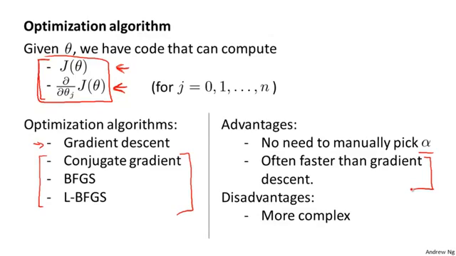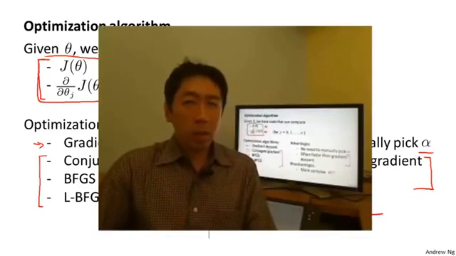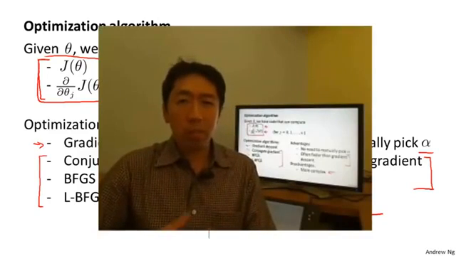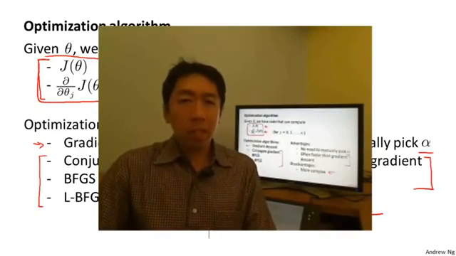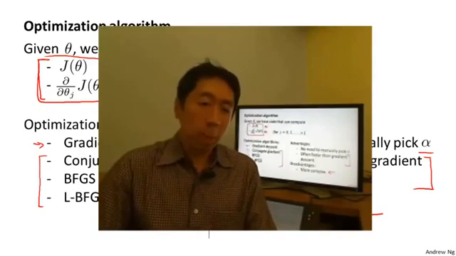So it is actually entirely possible to use these algorithms successfully and apply them to lots of different learning problems without actually understanding the inner loop of what these algorithms do. If these algorithms have a disadvantage, I'd say that the main disadvantage is that they're quite a lot more complex than gradient descent. And in particular, you probably should not implement these algorithms, conjugate gradient, L-BFGS, BFGS, yourself, unless you're an expert in numerical computing.